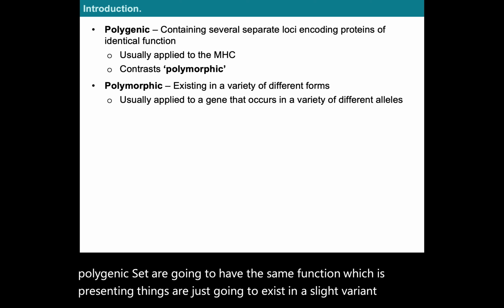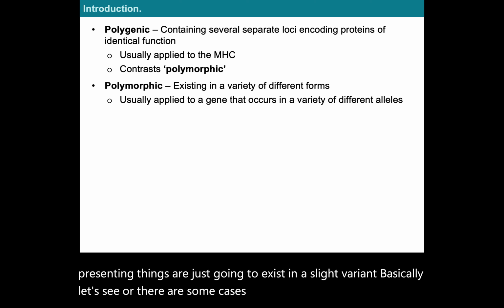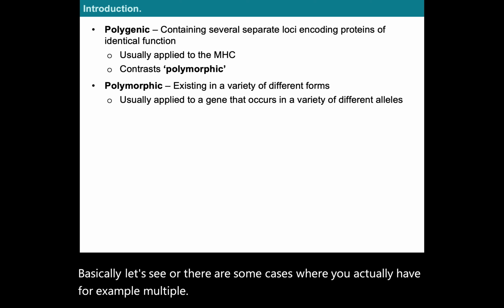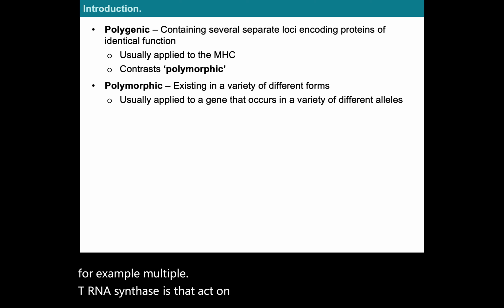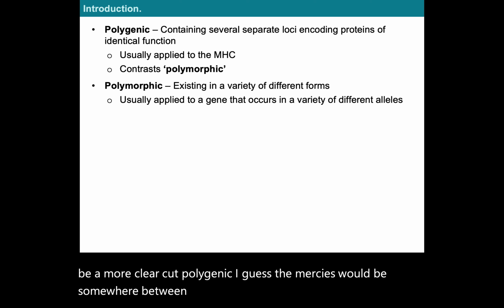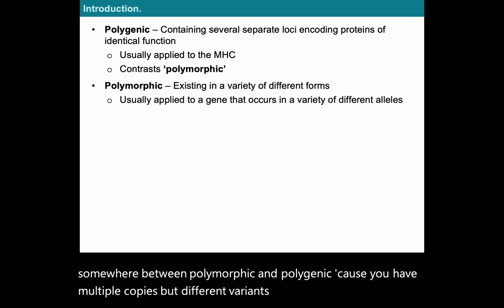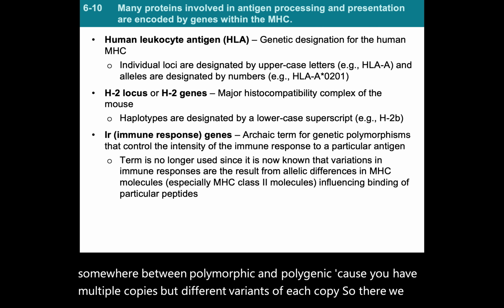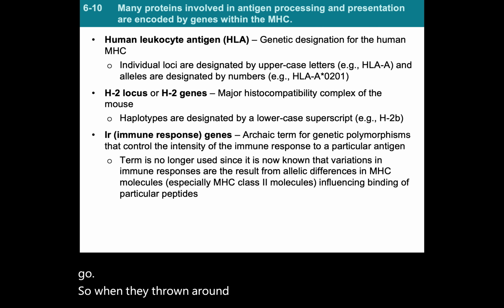Or there are some cases where you actually have, for example, multiple tRNA synthases that act on the same actual gene. So that would be a more clear-cut polygenic. I guess the MHCs would be somewhere between polymorphic and polygenic, because you have multiple copies, but different variants of each copy. So there we go. So when they're throwing around those words, that's what it means.